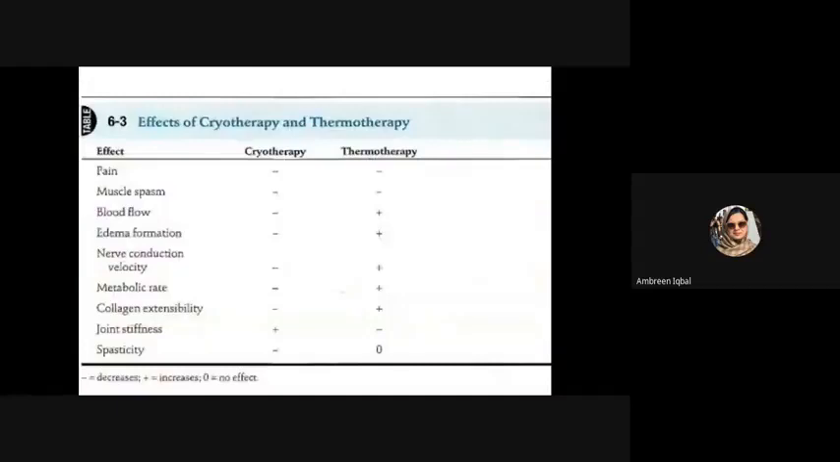This is a table from the book by Michael H. Cameron on physical agents. It's just a comparison between cryotherapy, the application of cold, and thermotherapy, the application of heat.